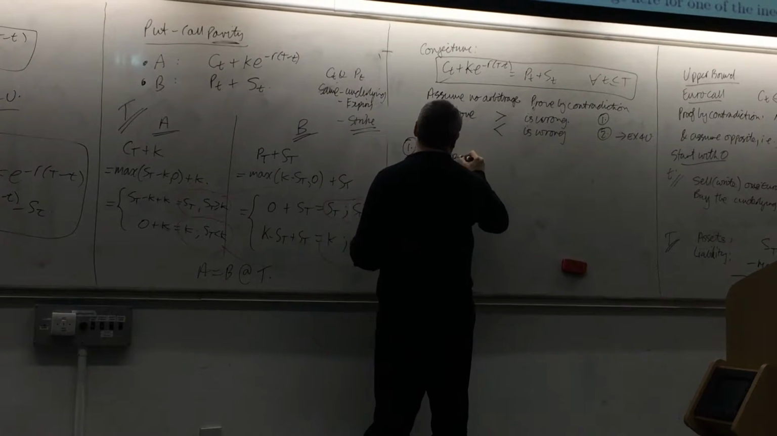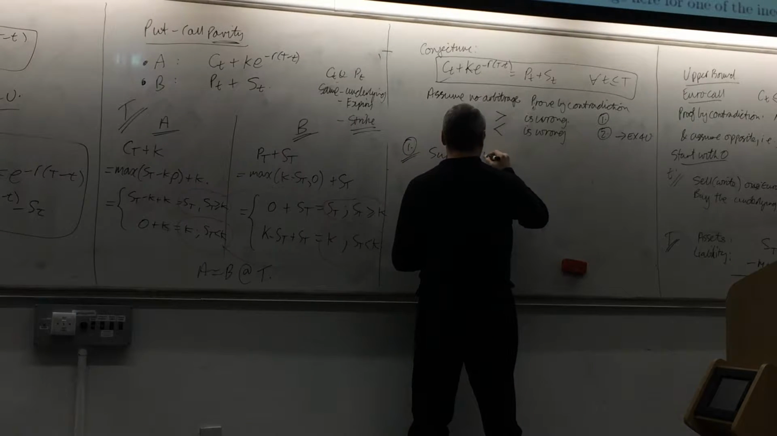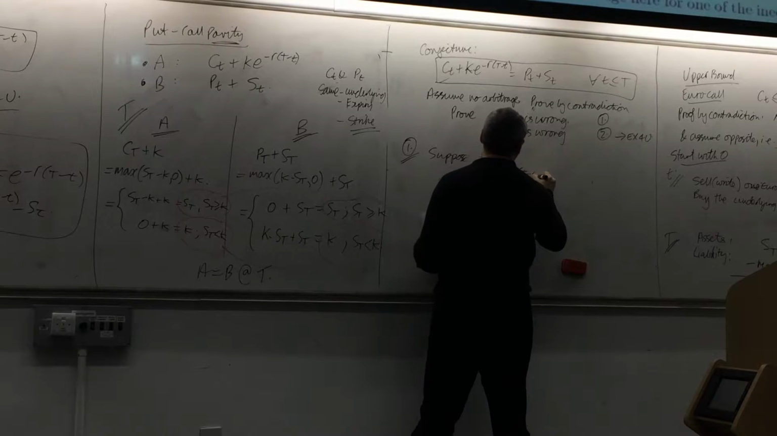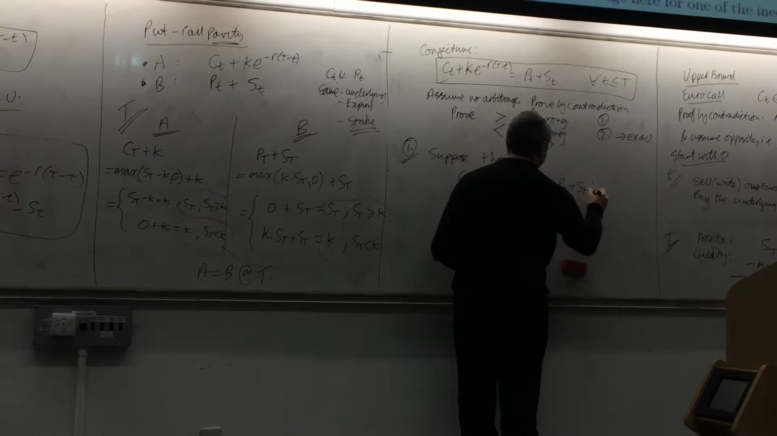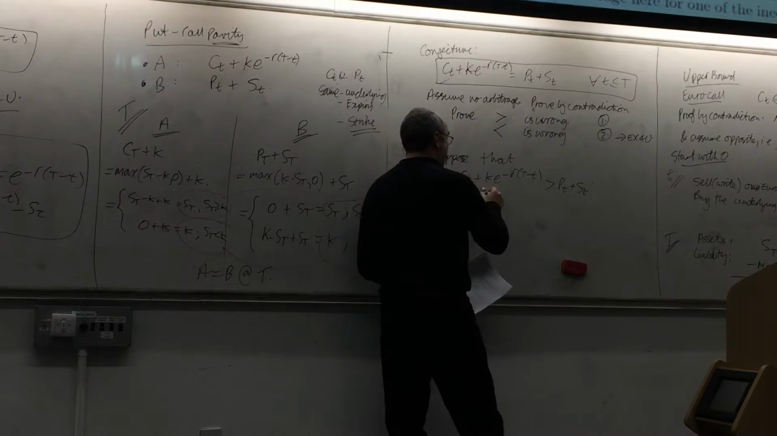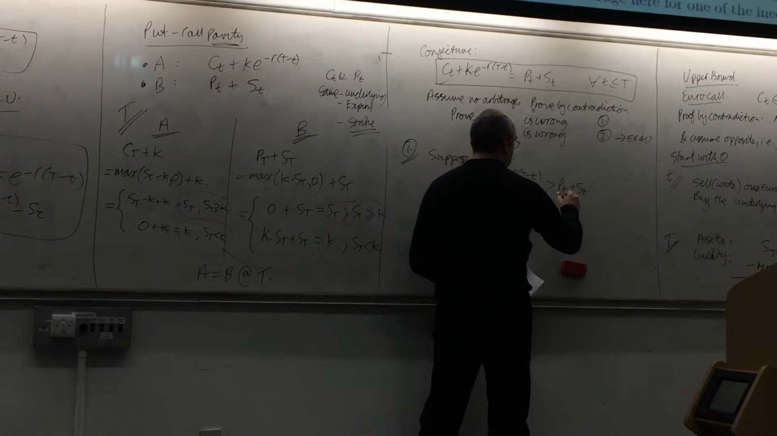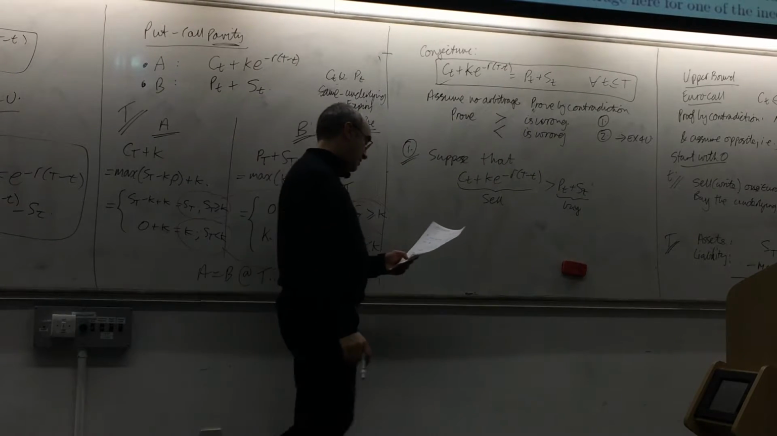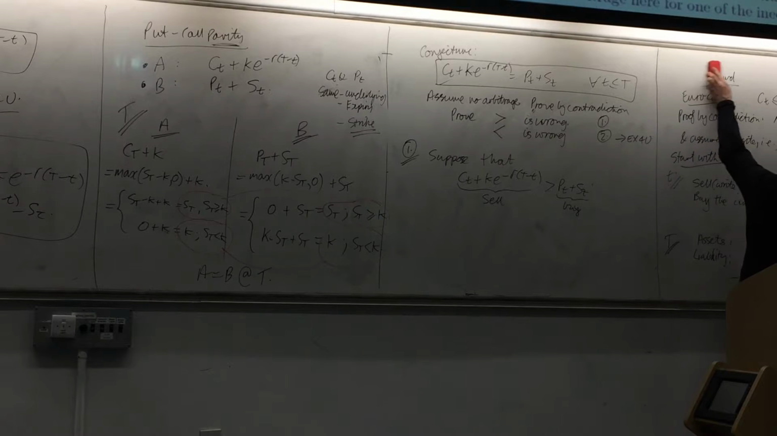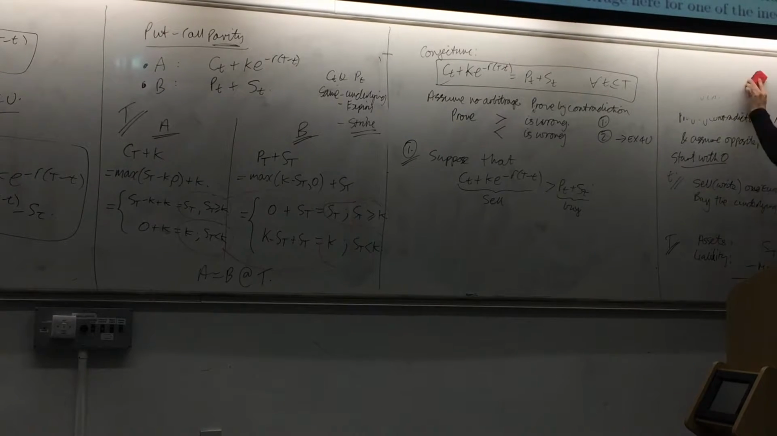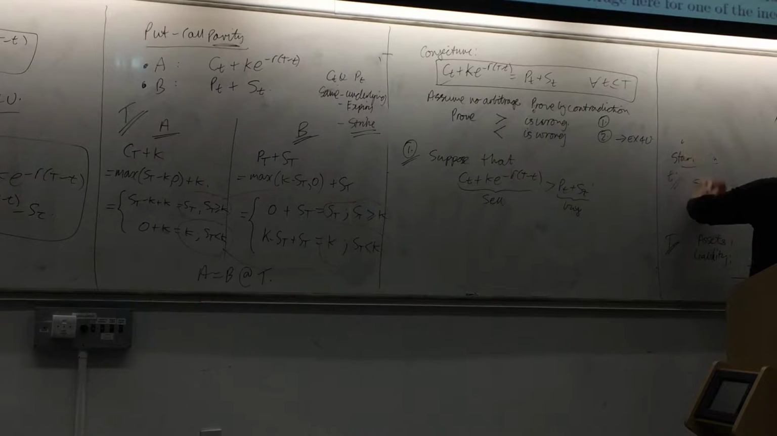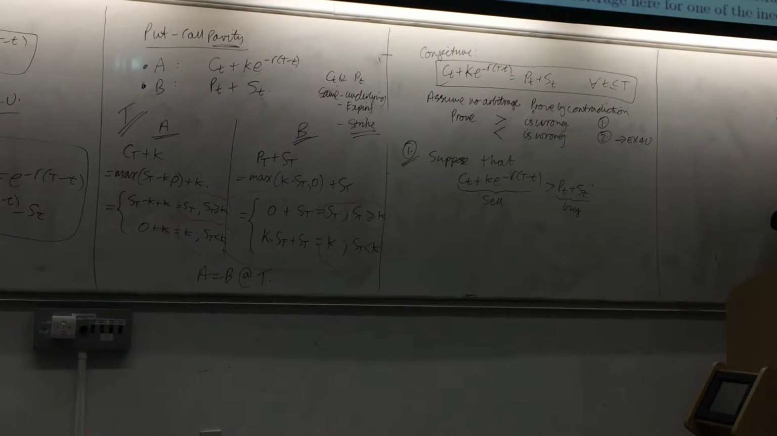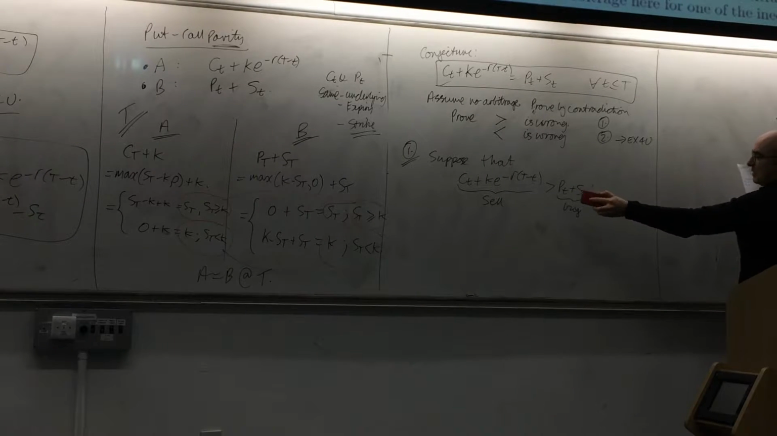So I'm going to suppose that Ct plus K e to the minus r(T minus t) is greater than Pt plus St. So this is the expensive side, and that's the cheap side. Okay, so I'm going to buy the expensive, sell the cheap, sorry, well, you know what I mean. Fine, yeah. Sell the expensive, buy the cheap.